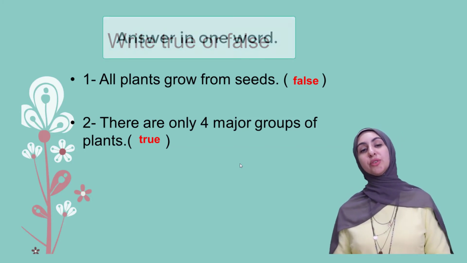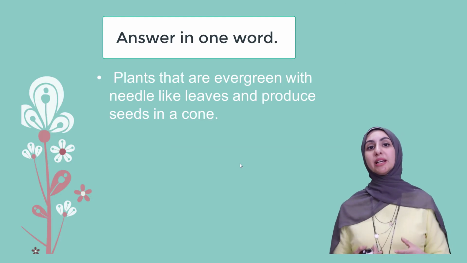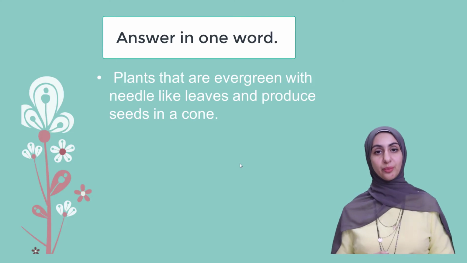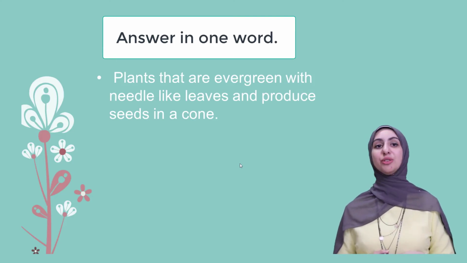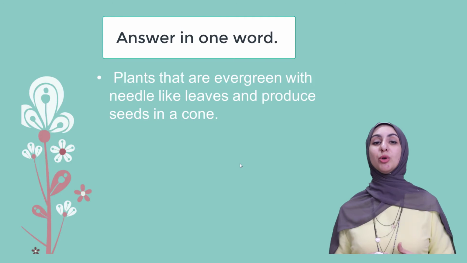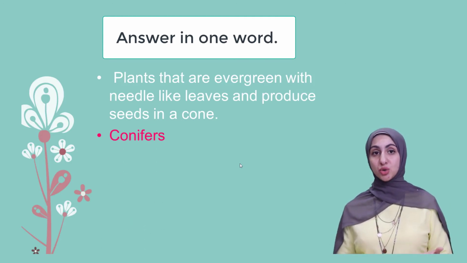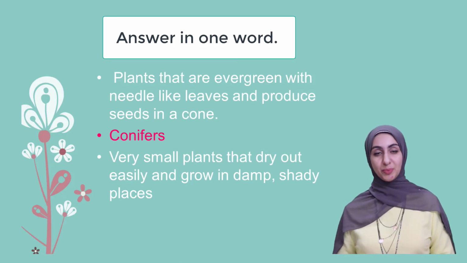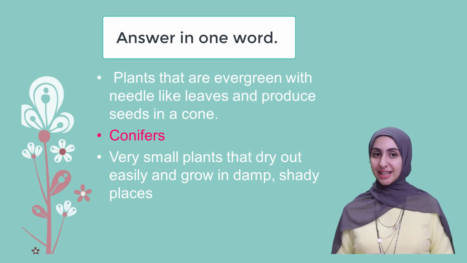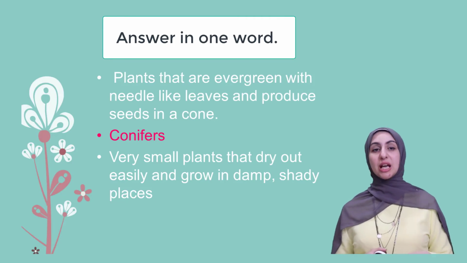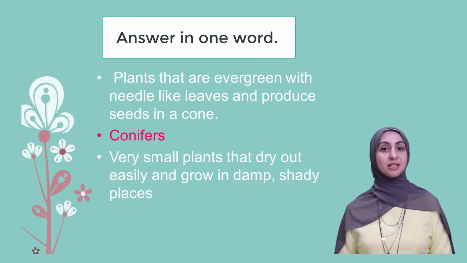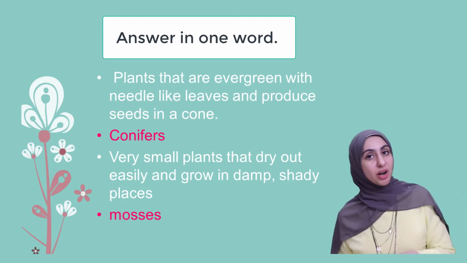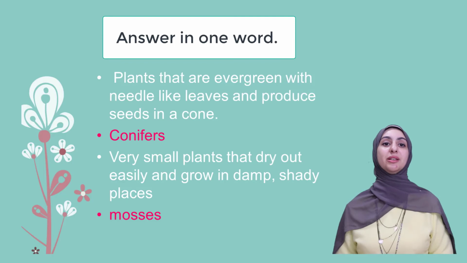Answer in one word. Plants that are evergreen with needle-like leaves and produce seeds in a cone. Yes, conifers. Question 2. Very small plants that can dry out easily and grow in damp and shady places. Yes, exactly. Mosses. Because I said very small plants. They have thin leaves that can dry out easily, so mosses.